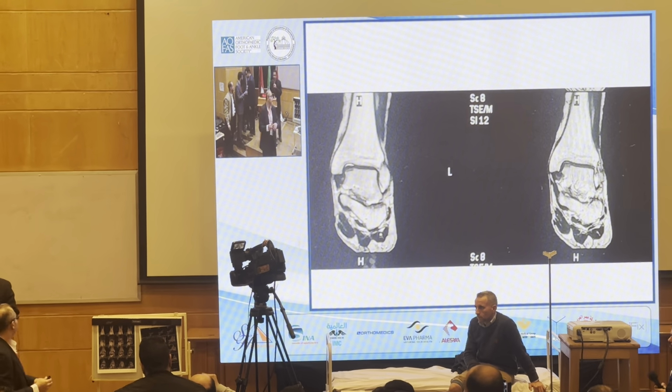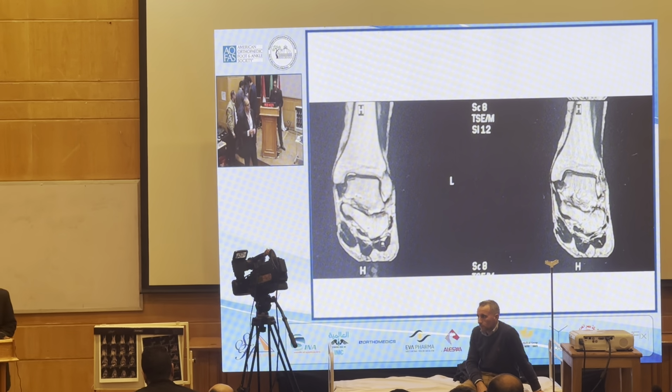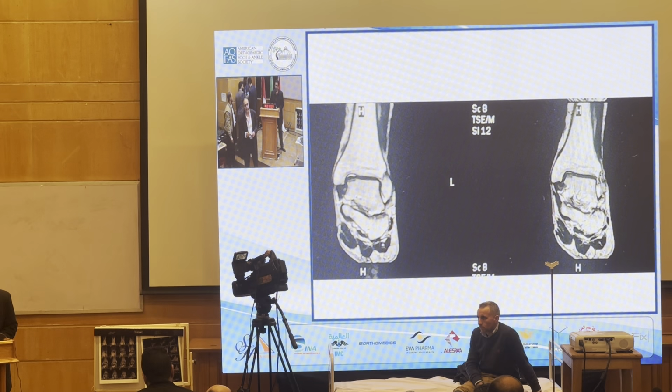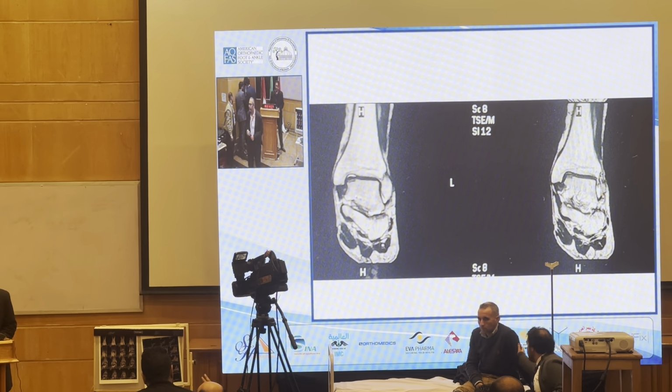The decision for this patient is an arthroscopy, probing the defect, either retrograde or antegrade, and seeing whether the cartilage cap is salvageable or not. If it's salvageable, then scraping and microfracture, and that's it.